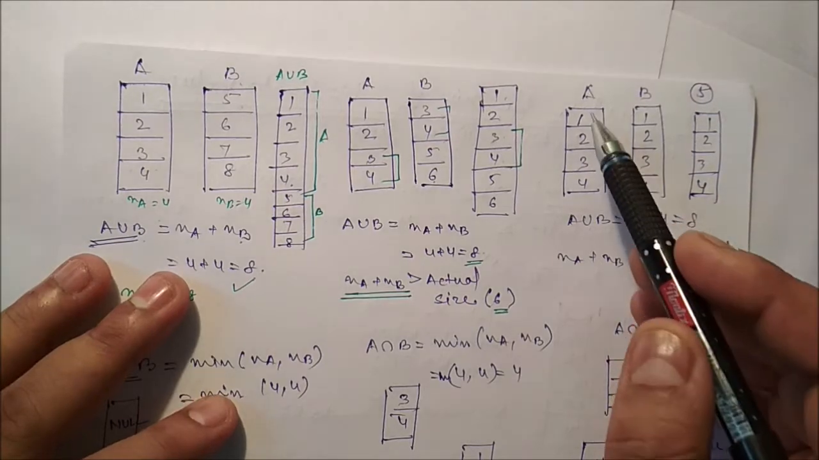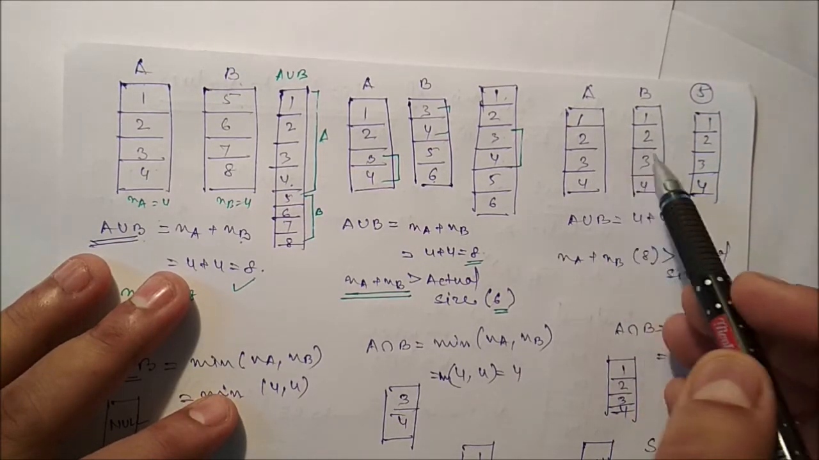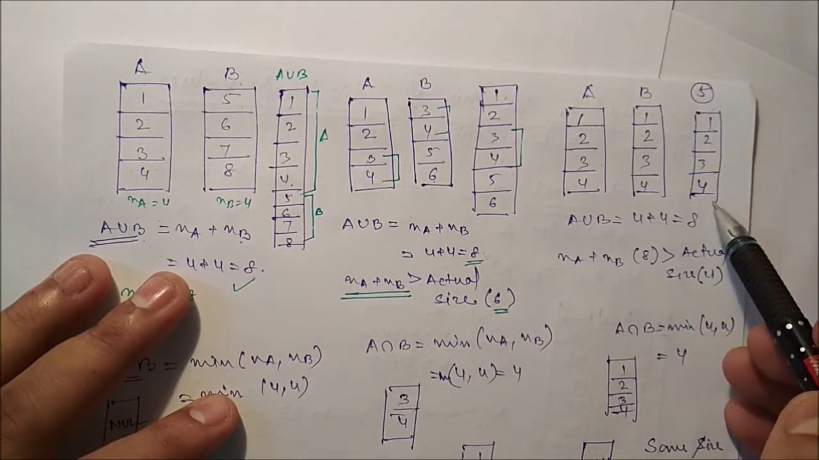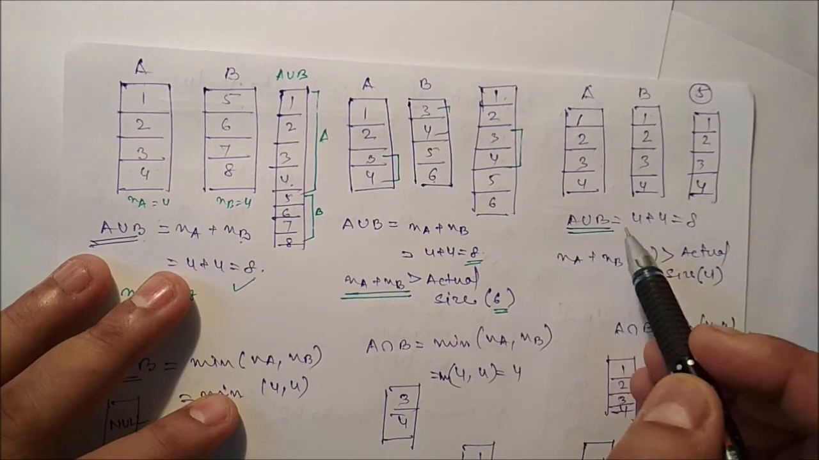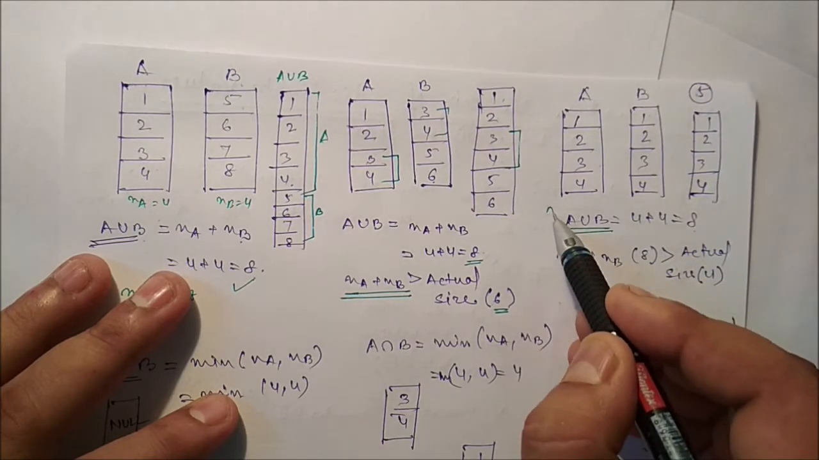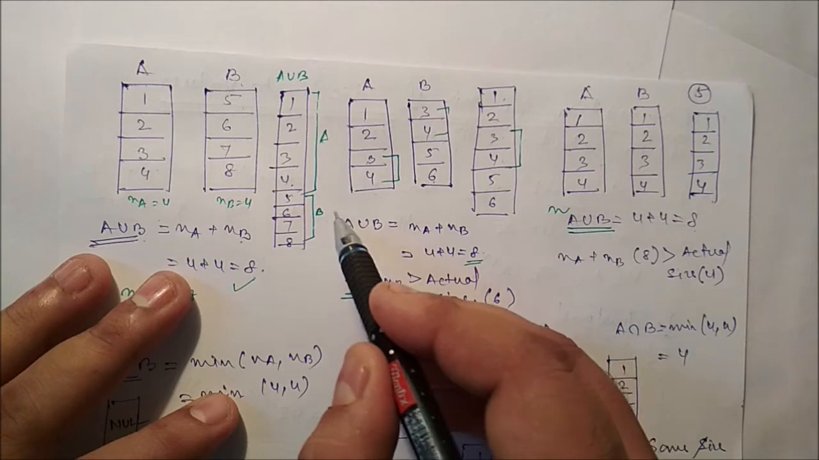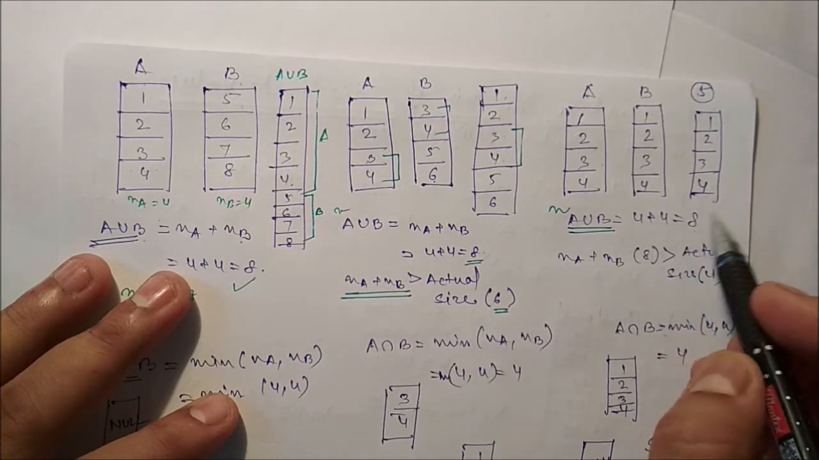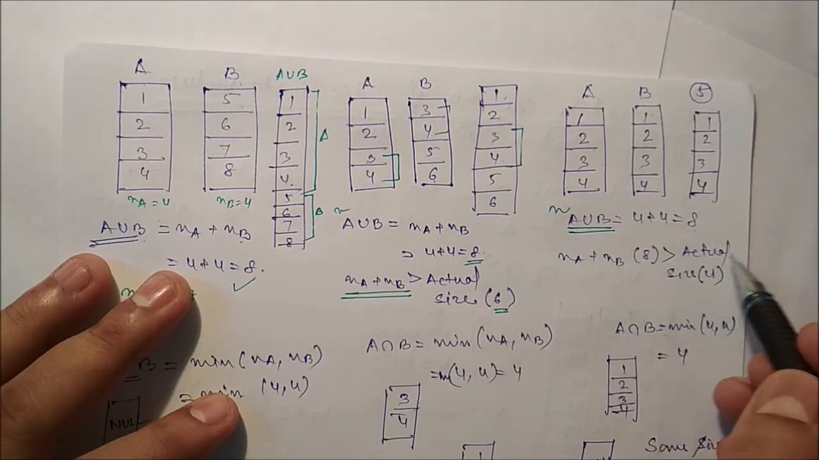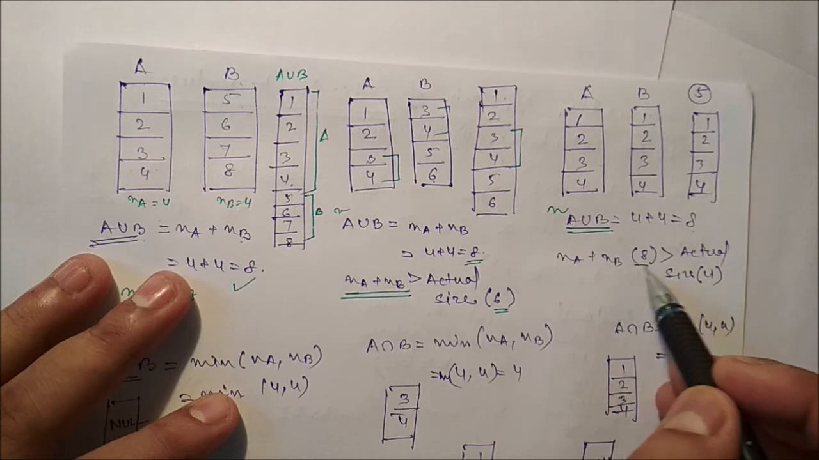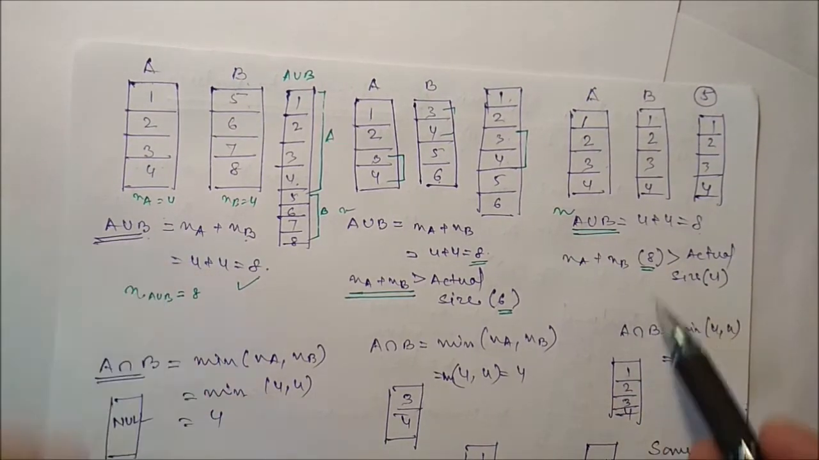And in this case, 1, 2, 3, 4 and 1, 2, 3, 4, both are the same. So the output will be what? It is 1, 2, 3, 4. But what do we estimate? A union B is 8. The actual size is 4, but we estimate it is 8. So here also we use the upper bound.